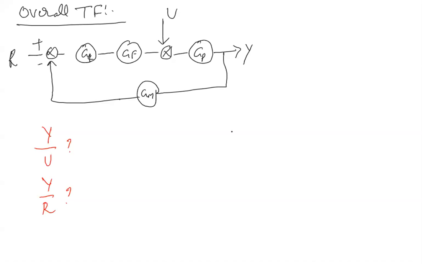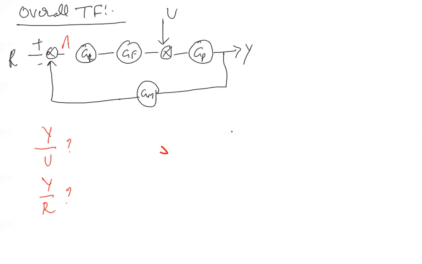What Y by U tells you is, if there is a change in the load, then how the system behaves. You will come to know from Y by U. What Y by R tells you is, if there is a change in the set point, what the dynamics of Y will be.